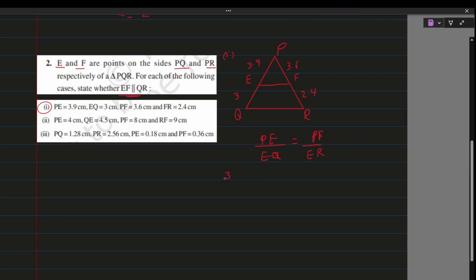So let's check here. It's 3.9 by 3 and it is 3.6 by 2.4. If we simplify, this will be 1.3, or we can say 13 by 10, and this is 3 by 2. Since these two are not equal, the line EF is not parallel to QR. Okay, now in the second figure, in the second question, let's draw a triangle.